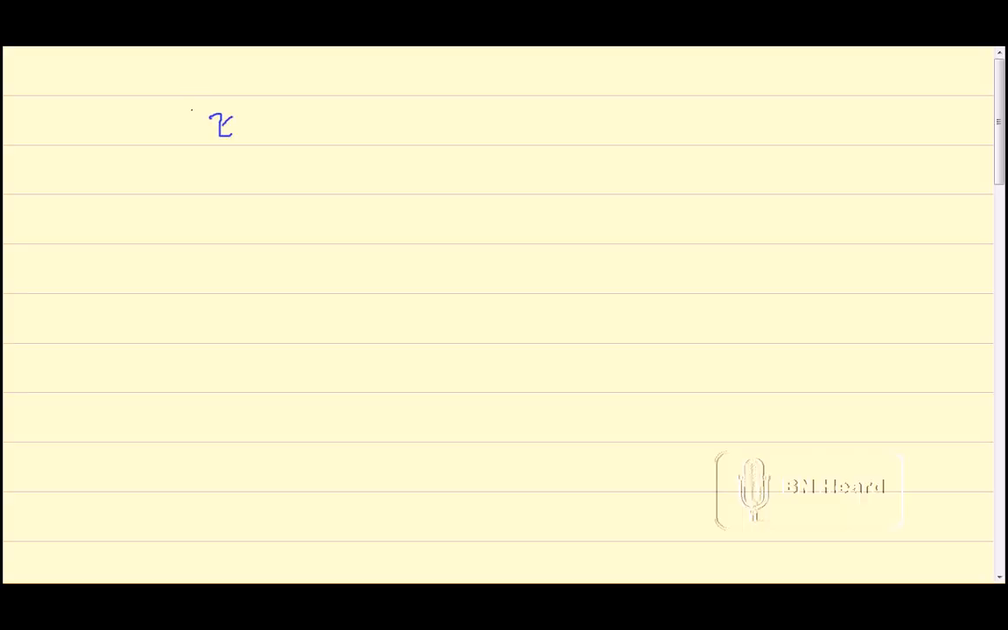x squared minus 3x minus 10 equals 0. It's important to note that since we have a negative in front of the constant, when we factor, we're going to have a positive and a negative.